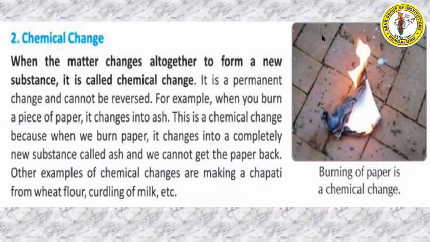Other examples of chemical changes are making chapati from wheat flour, curdling of milk, making of rice, etc. From wheat flour you can make chapati, but from chapati you cannot make wheat flour. Similarly, from milk you can make curd, but from curd you cannot make milk. So these are some examples of chemical change and irreversible change.